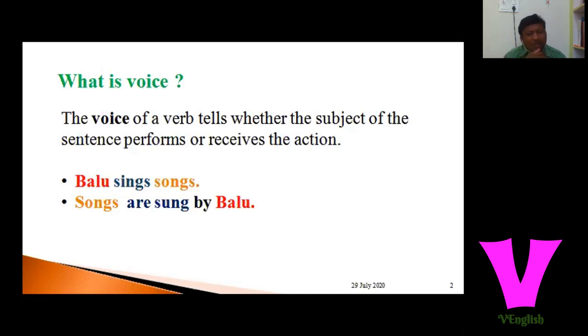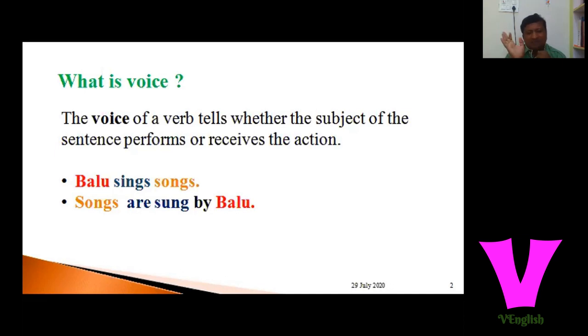And then what about voice? The voice of a verb tells whether the subject of the sentence performs or receives the action. Voice is here a judge. It decides, it observes the subject. The voice observes the subject, whether it performs the action or receives the action, that's all.